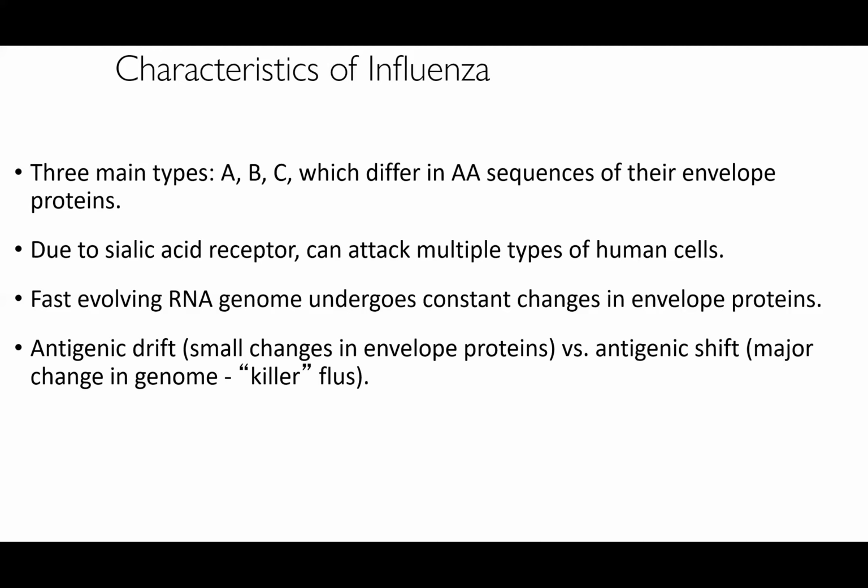Influenza virus attacks epithelial cells in the respiratory tract. And these tracts are a first line of defense in our lungs. So they do weaken our first line of defense, allowing subsequent infections like bacterial pneumonia.